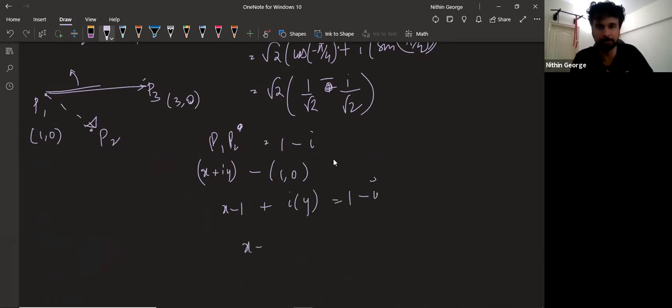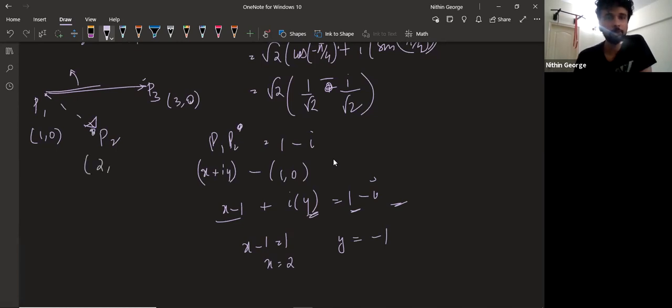So I get x minus 1 is equal to 1. So I equate the real parts and the imaginary parts separately. You guys, you know this part, right? When you equate two complex numbers, you can equate the real parts and imaginary parts. But you can't say one complex number is greater than the other one. You can only equate them. You can't compare two complex numbers, you can equate them. And this is how you equate. You equate the real parts and the imaginary parts: y equal to minus 1 and x equal to 2. So P2 becomes the point 2 comma minus 1. Is this clear?